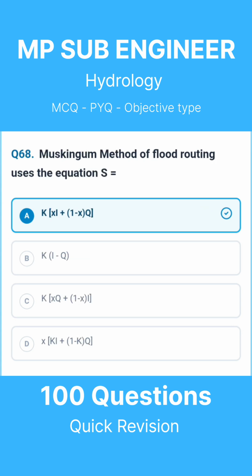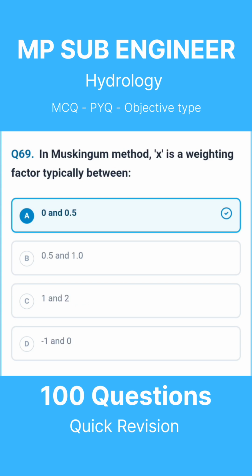Question 68. Muskingum method of flood routing uses the equation S equals. The correct answer is K [xI plus (1 minus x)Q]. Question 69. In Muskingum method, X is a weighting factor typically between. The correct answer is 0 and 0.5.